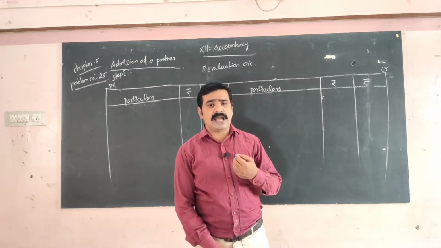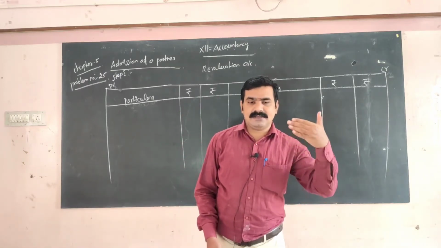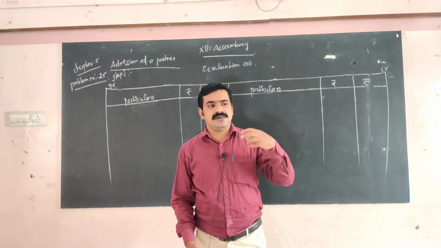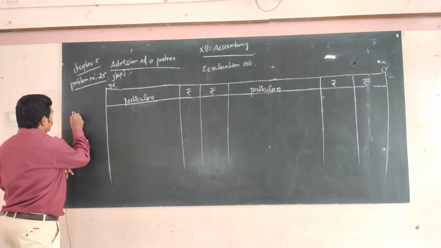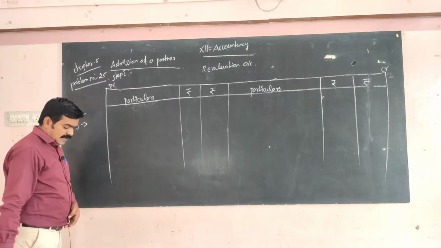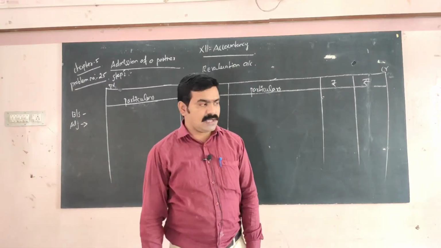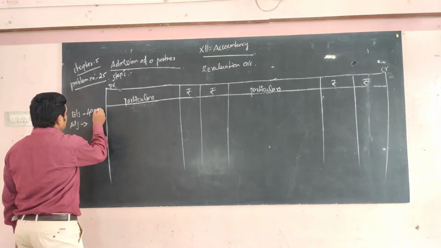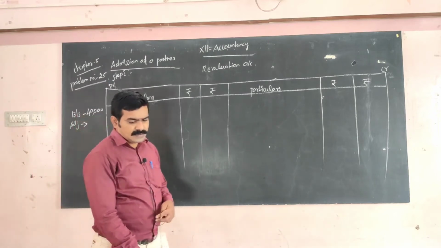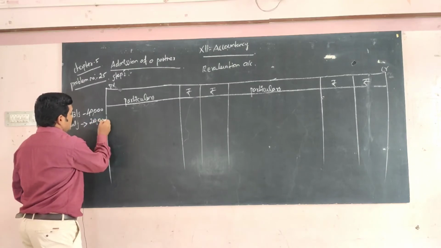In these cases, we have to consider the assets and liabilities. The two columns given are the balance sheet and the adjustment. In your balance sheet, the amount is 40,000. In your adjustments, the amount is rupees 20,000.